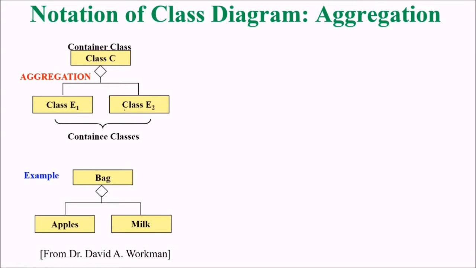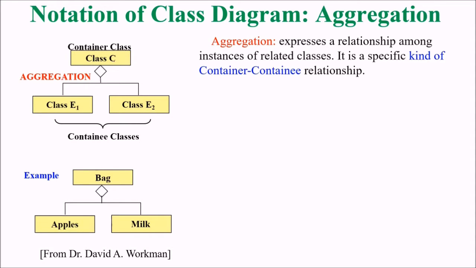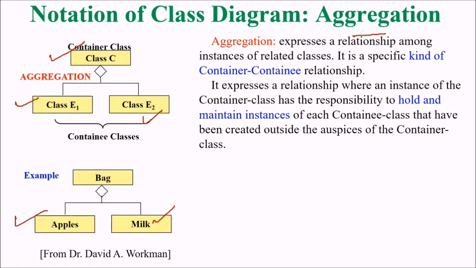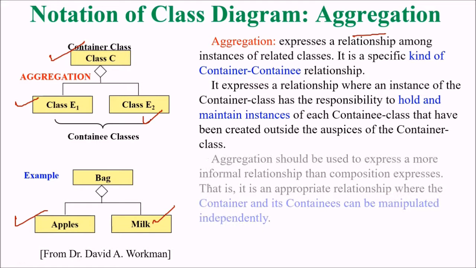Aggregation. Now in class diagram we have aggregation. Aggregation means what? Aggregation expresses a relationship among instances of related classes. So it is a specific kind of container-containee relationship. That is why we are calling it aggregation. So it expresses a relationship where an instance of a container class, this is a container class, has the responsibility to hold and maintain the instances of each containee class that have been created outside the auspice of the container class. For example, in a bag, we have apples and milk. So bag contains apples and milk. So these are aggregation relationships.